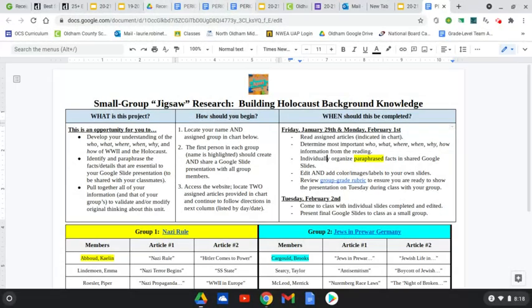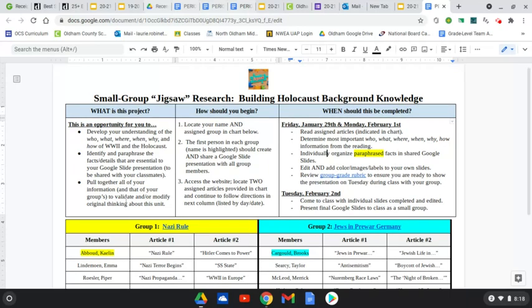And ultimately, you and assigned group members will be pulling all of your information together, synthesizing that, and of course, validating what you thought or what you thought you knew about this unit. So I'm going to ask that you begin by locating your name and assigned group in the chart below.